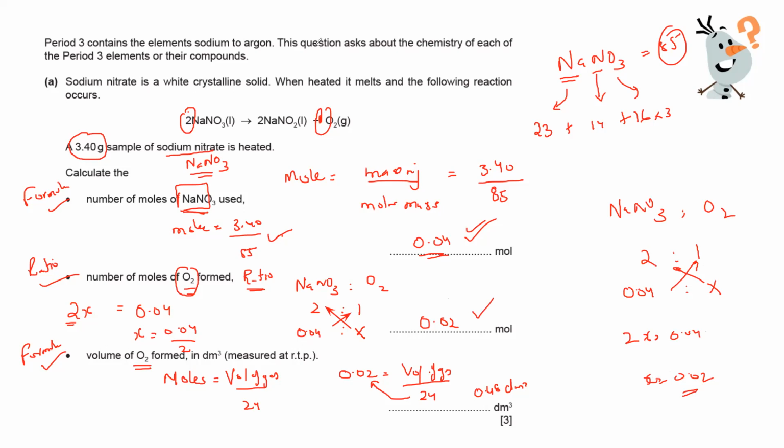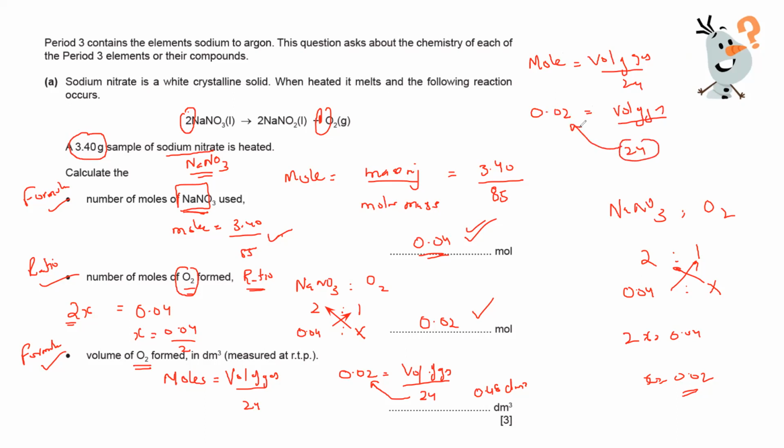And the last part, that can be done by a formula, the formula for gas, if we need a volume of a gas and we have the moles. The formula which relates the volume of a gas is moles equal volume of gas divided by 24. So there were 0.02 moles of oxygen, volume of the gas we don't know, divided by 24. If 24 is divided, on the other side it will be multiplied. So 24 times 0.02 will give us 0.48 decimeter cube of oxygen gas. Is it clear to everyone how this question is done?